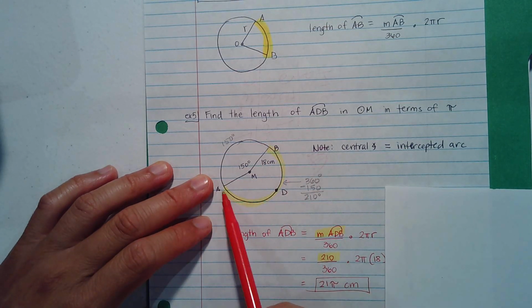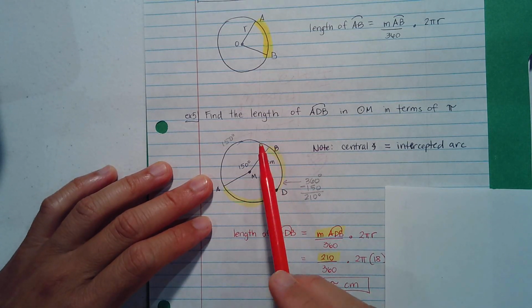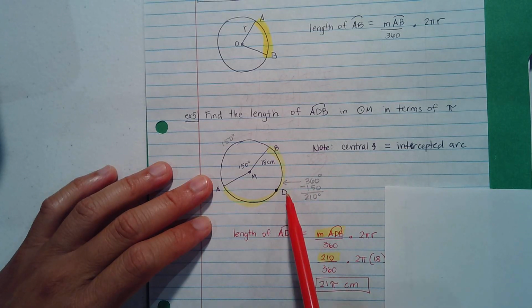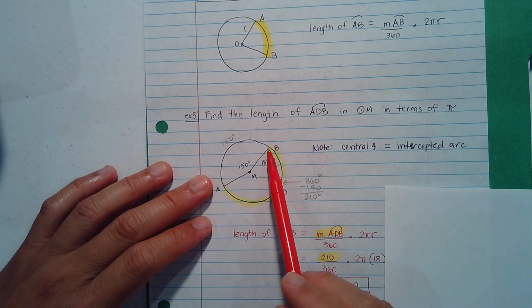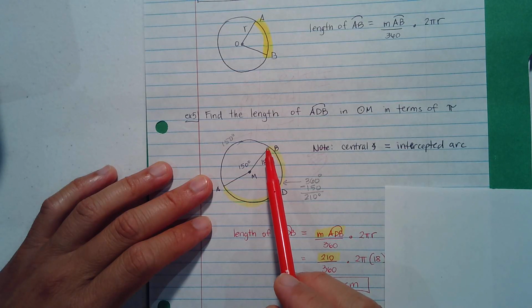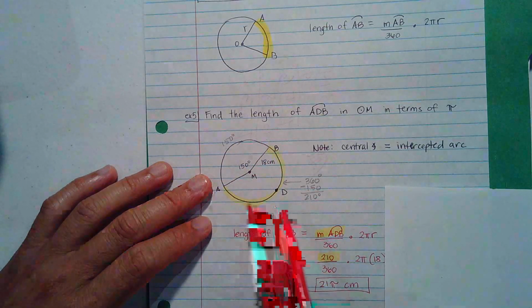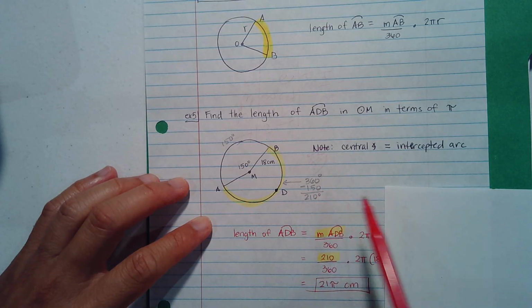All right, so this is arc ADB. So they want arc ADB. So find the length of arc ADB. So we could find the degree measure, because the degree measure is going to be this, or take 360, subtract 150, and then you get your 210 degrees. So that's the arc measure of ADB.